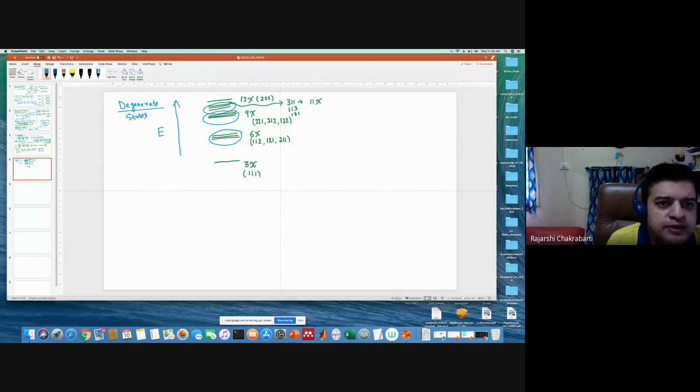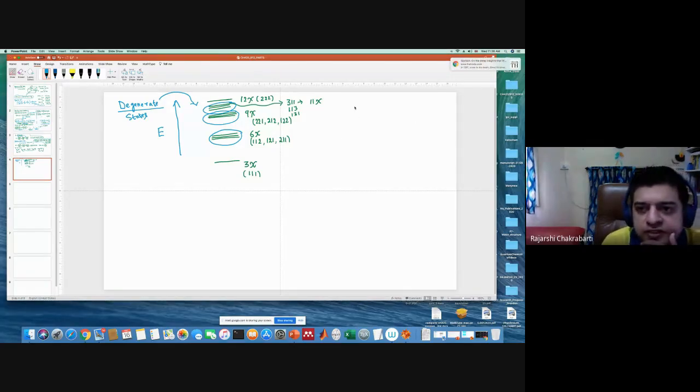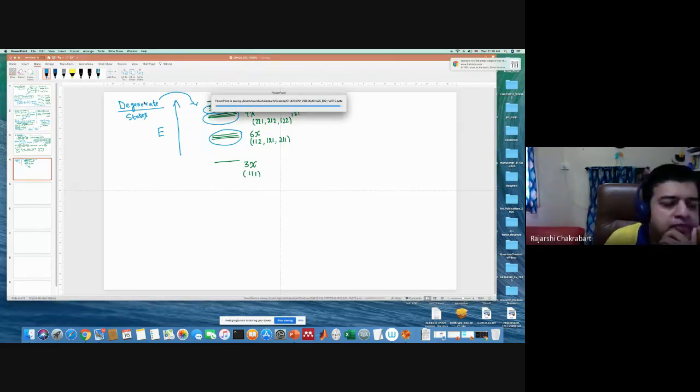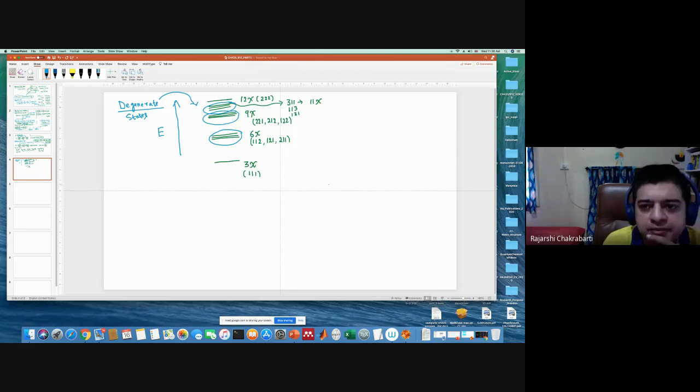I think I'll conclude here because I don't want to carry this further, and you can check on the internet how to plot these wave functions. This is not easy because the wave function itself is 3 dimensional. How to plot?